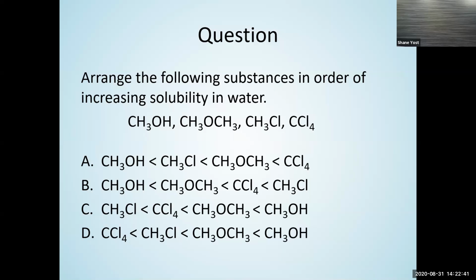CH3OH will be most soluble. So that means, given our multiple choice answers here, it's got to be either C or D. And I hear a lot of people calling out D. So my next question is which one is the least soluble, which was CCl4. So D here is in order of increasing solubility, from left to right.